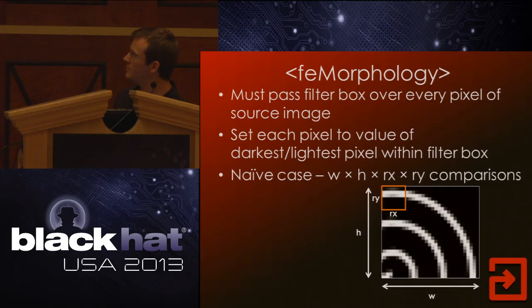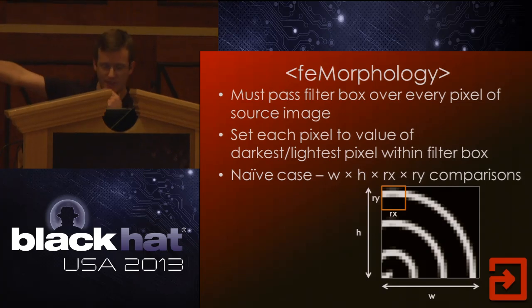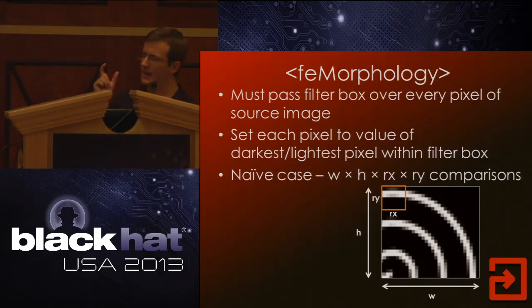So how does this algorithm work? It's fairly simple. The radius parameter defines the size of this box, that orange box you see there. And basically, it will pass this box over every single pixel of the input image. And each time it places the box, it will scan every single pixel inside that box to find the darkest or the lightest pixel, depending on if you're doing erosion or dilation. So in this case, it will find the lightest pixel, and it will set that pixel in the middle of the box to the color of the lightest pixel.